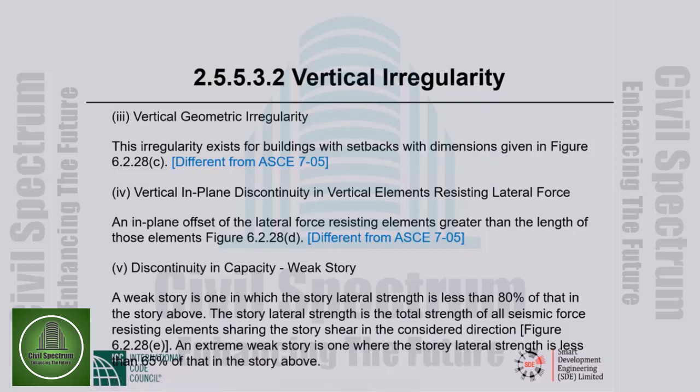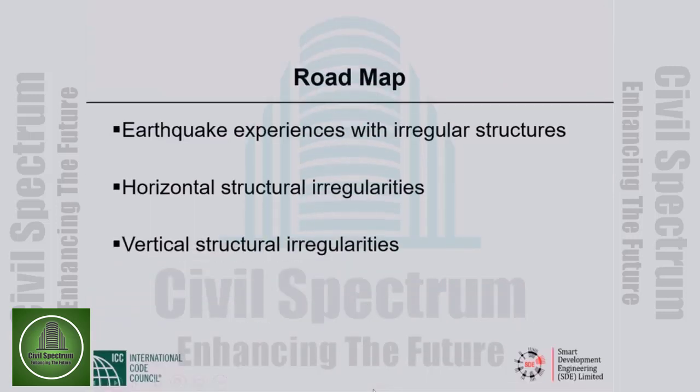The vertical type 4 is a bit different. And then actually what BNBC has is an older version, is what we used to have. Now in ASC 7, already in '05, it has changed. This one is completely a BNBC creation, the type 3. And then weak story definition is the same as in ASC 7-05. So in the remainder of this segment on irregularity, this is what I plan to do.